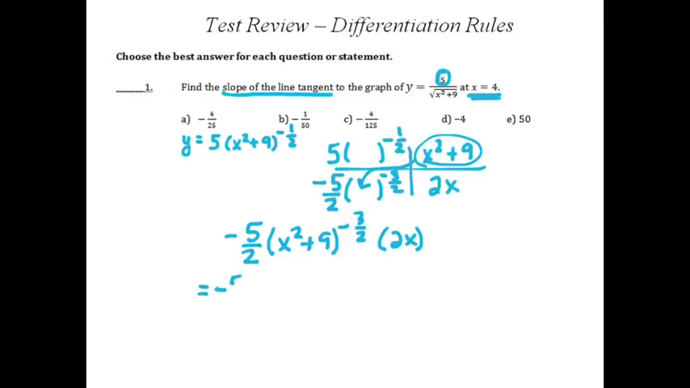So I'm going to rewrite this as negative 5/2, and actually let me start over. Since we have a negative exponent there, that means we're definitely going to have a fraction, because that negative exponent is going to put x squared plus 9 in the denominator. So I'm going to start my fraction. I've got negative 5/2. So I'm going to put that negative 5 on the top and the 2 on the bottom. The x squared plus 9 has a negative exponent, so it's going to go to the denominator.